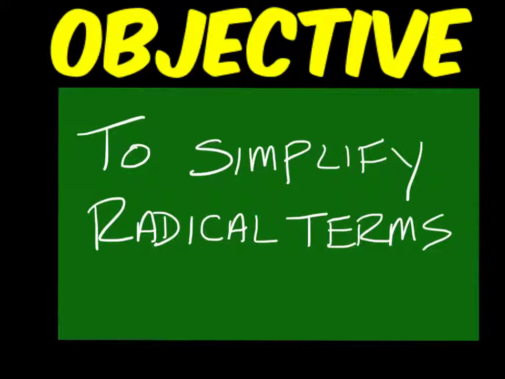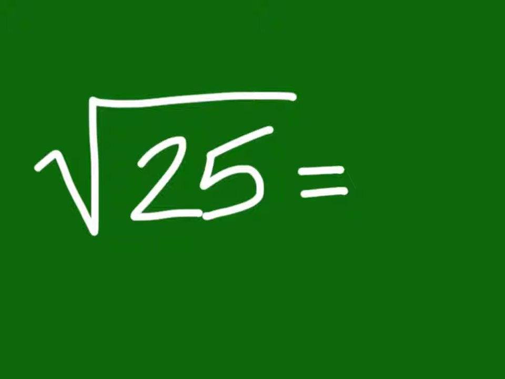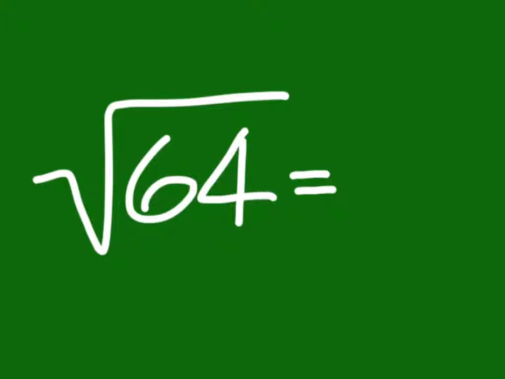The objective today is to simplify radical terms. Before we do any examples, here are some refresher items. The square root of 25 is 5. What about this one? 8.